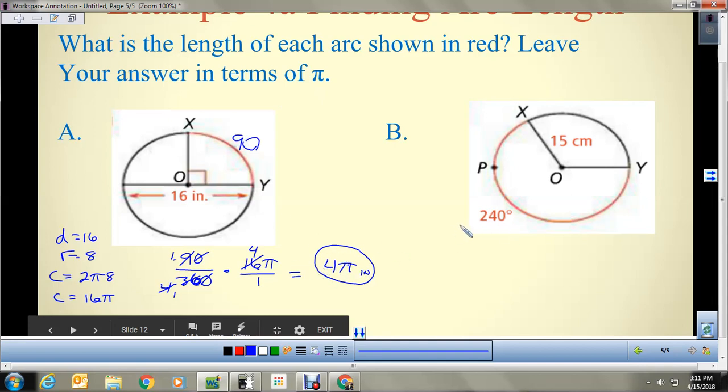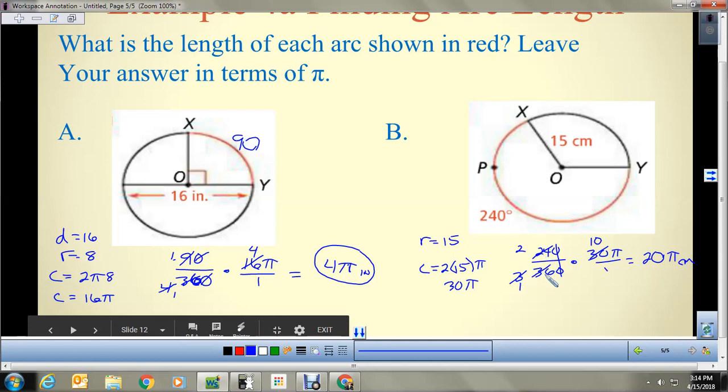So I want you to try part B. You're going to find the length of arc XPY, which is an arc of 240 degrees. The radius is 15. So pause the video, work it out, and see what you got. All right, so they give us the radius of 15, plug it into the circumference formula, and get 2 times 15 times pi, which is 30 pi. So now we put the measure of the arc that we're looking for, and it's going to be 240 over 360. Get rid of the zeros.